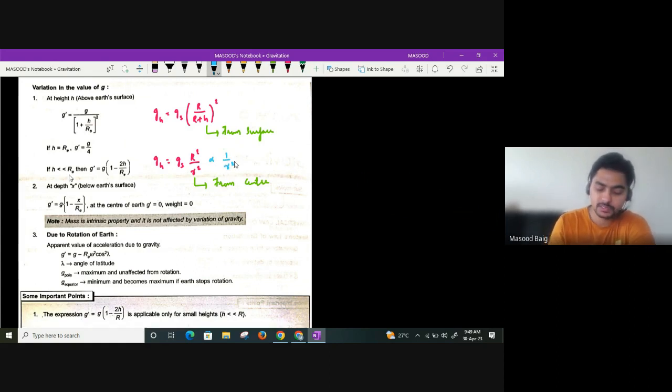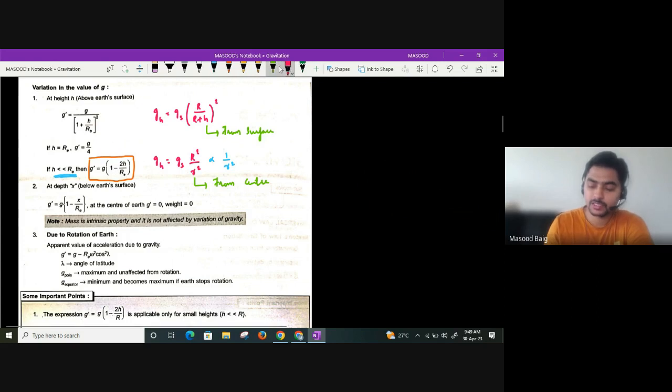Whenever the height is very much less than R, in that situation I can write g at a certain height as g at surface into 1 minus 2h by R, although it is not always true, guys. It is true only when the object is very near to the surface of the earth. So basically the correct formulas are g at surface into R divided by R plus h whole square, or g at surface into capital R square divided by small r square. This will be the variation at a certain height.